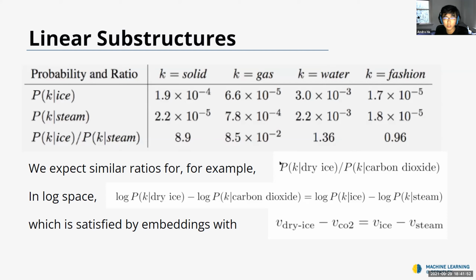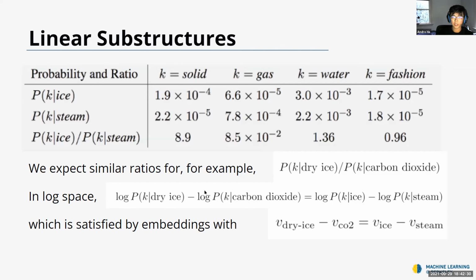And when you take the log of these probabilities, basically the equation is that P(K given ice) over P(K given steam) is approximately equal to P(K given dry ice) over P(K given carbon dioxide). When you take the log on both sides, you can expand out the division as a subtraction. So you get log P(K given dry ice) minus log P(K given carbon dioxide) is close to log P(K given ice) minus log P(K given steam).